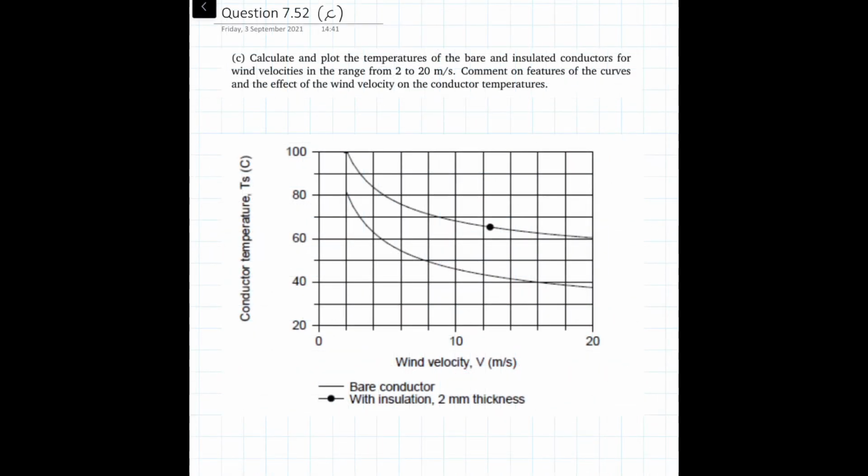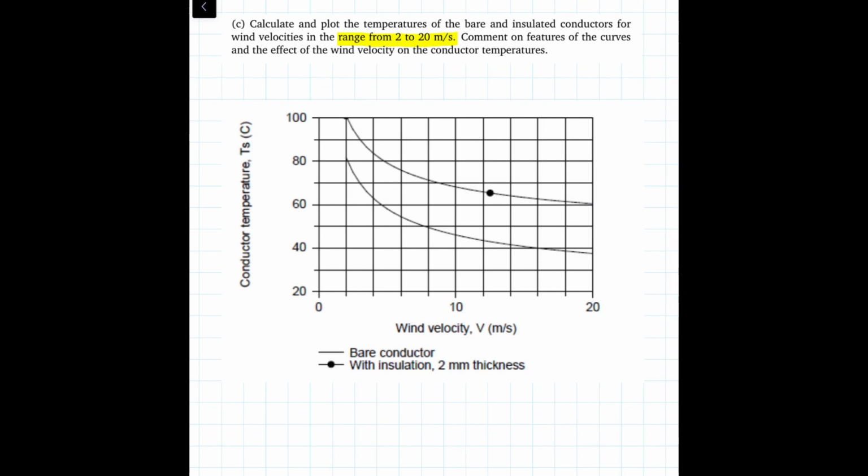Let's finish off question 7.52 with part C. We are asked to understand and calculate the varying temperature of the conductor, both bare and with insulation, with a range of wind velocities in the range of 2 to 20 meters per second. Now, this is clearly a question you shouldn't do by hand. You should do it by employing software like Python or MATLAB, and that's what I did, and you can see the result here. So basically, I drew a line here, which I'm highlighting right now, which is the insulated conductor temperature, and the other one is the bare conductor temperature.